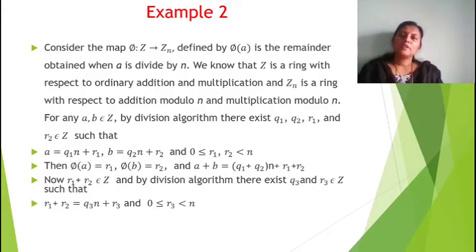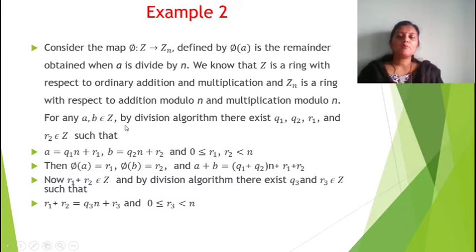Now we are moving to example 2. Consider the mapping phi from Z to Zn defined by phi of a is the remainder obtained when a is divided by n. നമ്മളിപ്പോൾ ഇവിടെ ഡിഫൈൻ ചെയ്ത റിങ് Z is a ring of integers, a ring with respect to ordinary addition and multiplication. Zn is a ring with respect to addition modulo n and multiplication modulo n. Now we defined phi as the remainder of a when a is divided by n.